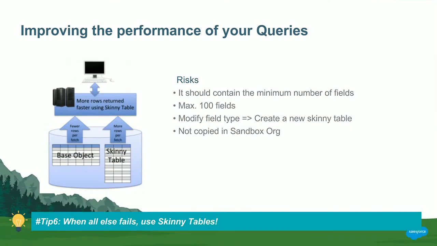And as Spider-Man knows, great power carries great responsibility. There are some risks that we have to take into account before using a skinny table. A skinny table should be skinny and should contain the minimum number of fields. The maximum number of fields is 100. When we modify the field type in the source, for example, changing a date field to a number field, we have to recreate the skinny table. And it's not copied in sandboxes. So when all else fails, use a skinny table.